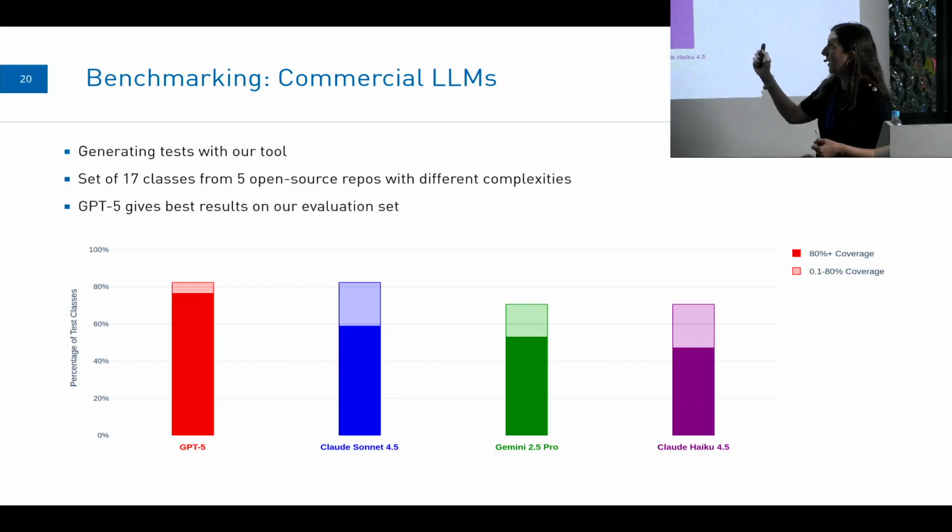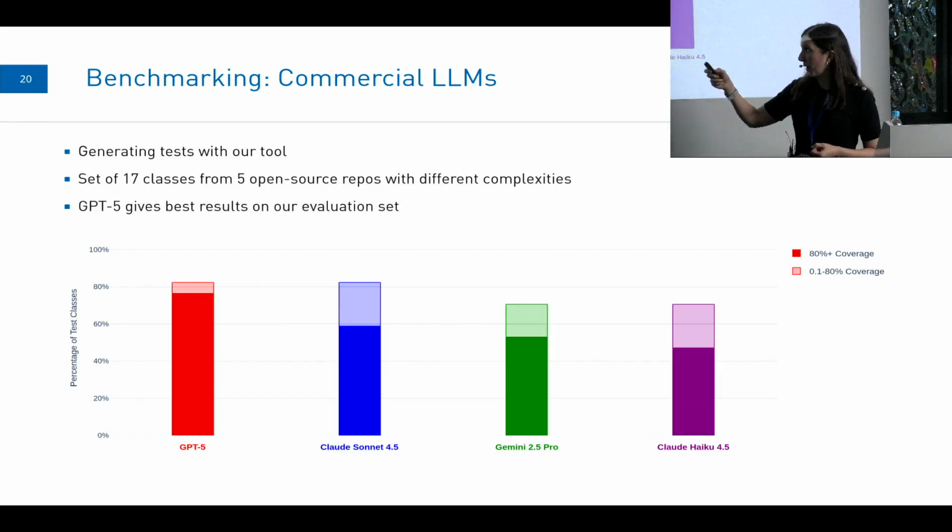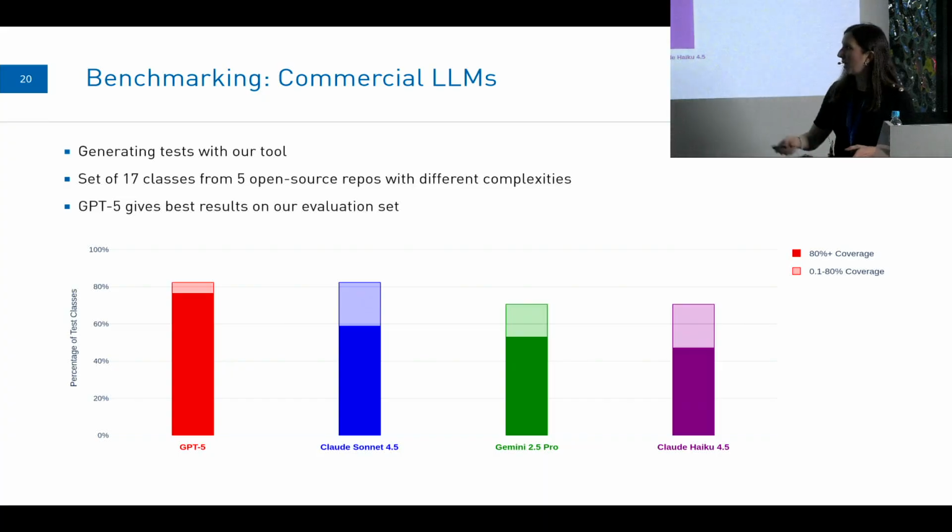And you can see not all commercial models perform exactly the same. Currently, for our evaluation set at least, the best one was GPT-5. It's also the slowest one.